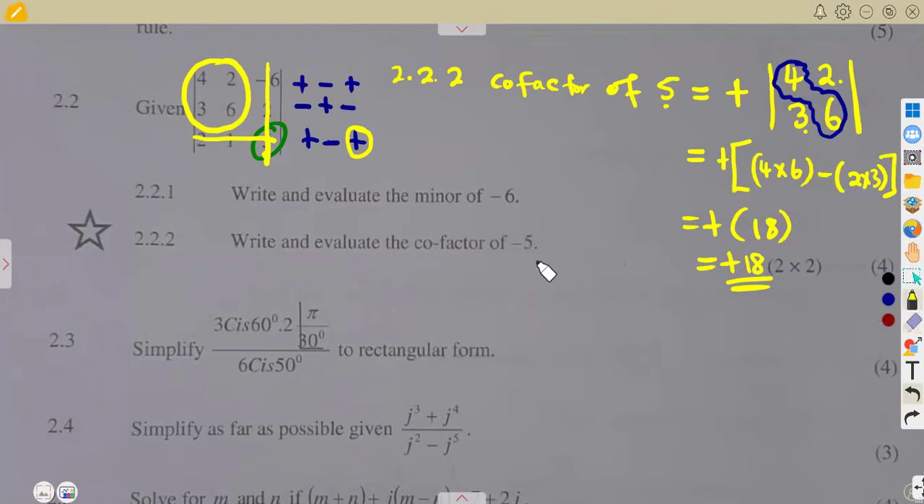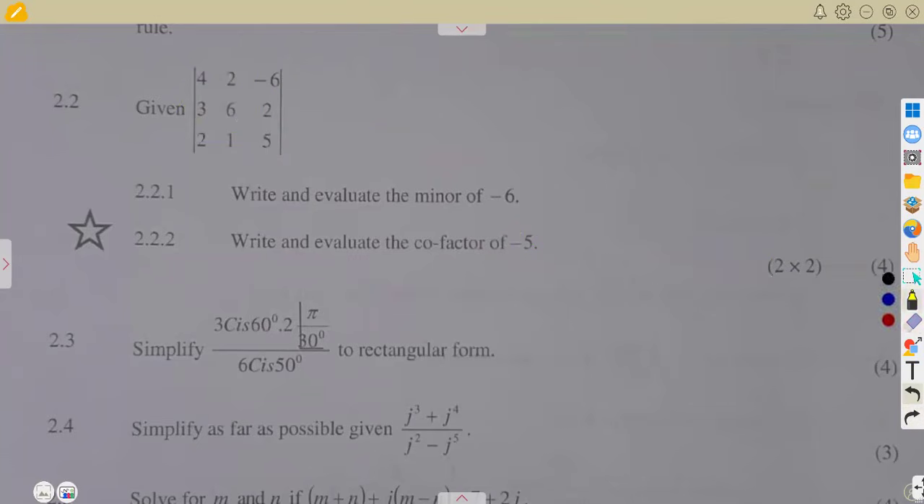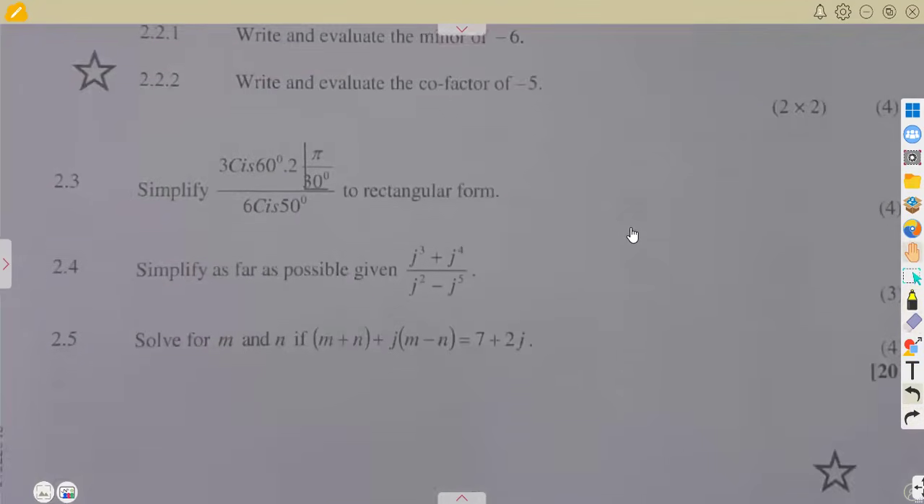So minus 5 is not part of this determinant, the matrix that you're given here. You are supposed to be given an element inside there, okay? So that was supposed to be our question.